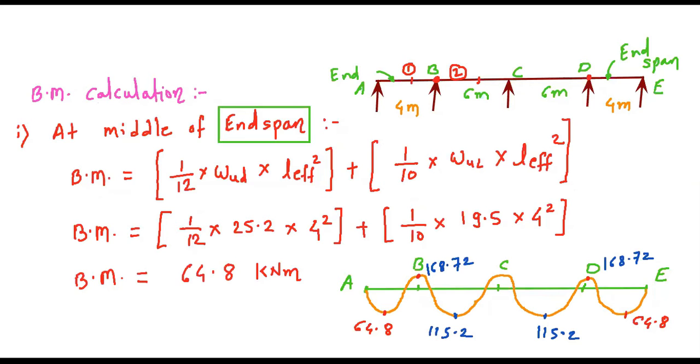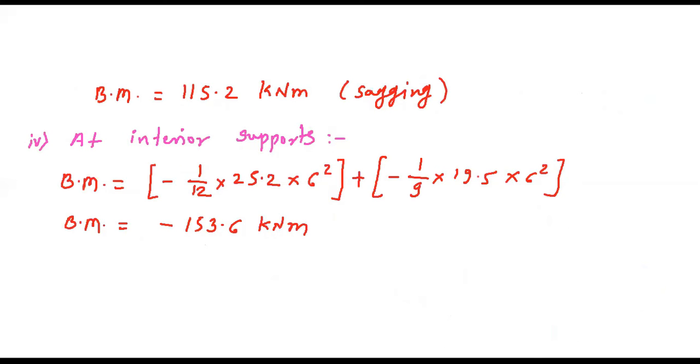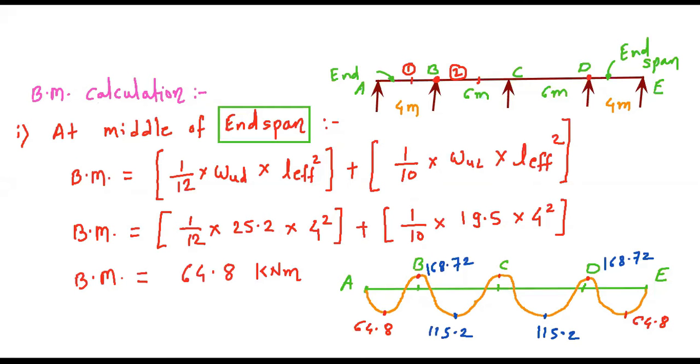Okay. And at the last, we have calculated the moment at interior supports. At the interior supports, it is 153.6. If you see here, this is your interior support. This point here, your interior support is there. Here, your end support is there. So at this point A, end support is there. At the points A and E, end supports are there.